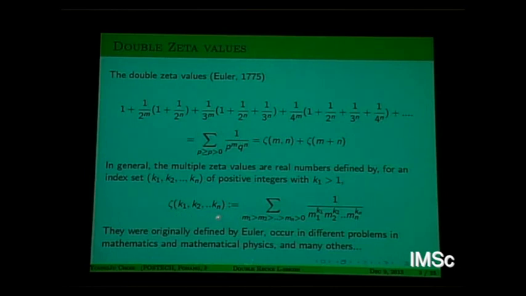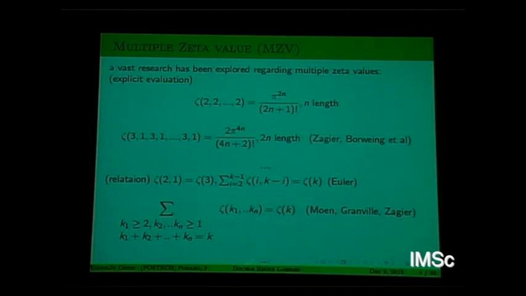The zeta of k1 to kn, this is the nth multiple zeta value, is defined as a multiple sum, where m1 is strictly bigger than m2, m2 is strictly bigger than m3, and so on. So this also gives a number. These numbers were originally defined by Euler, but they occur in many different places, such as mathematical physics, mathematics and any other field.